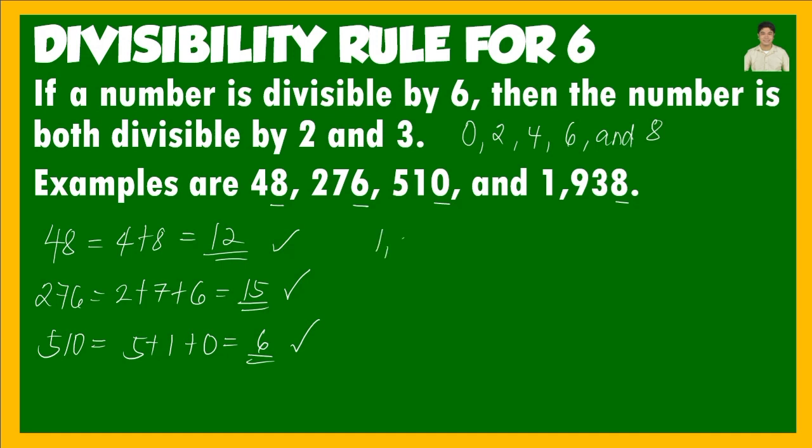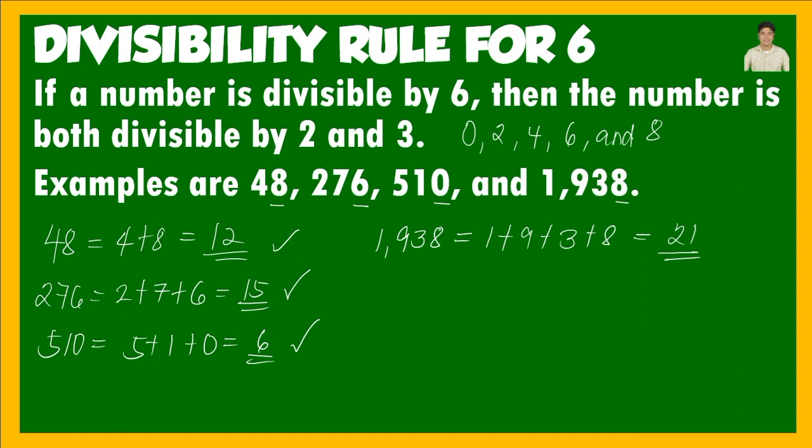Finally, we have 1938. So, it is divisible by 2. So, let's check kung divisible by 3 ba siya. So, 1 plus 9 plus 3 plus 8. So, 1 plus 9, we have 10. Plus 3, 13. Plus 8, 21. So, 21 is divisible by 3. Therefore, 48, 276, 510, and 1938 are all divisible by 6.